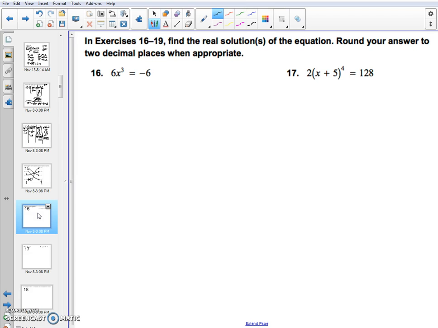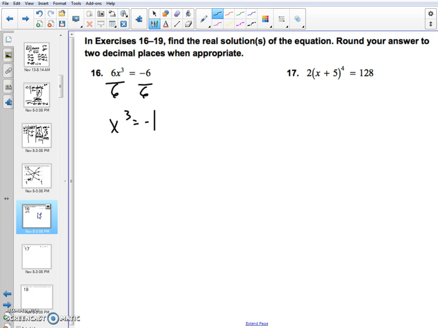Okay, so this is kind of the second thing we're looking at today. And this is just solving when you have rational exponents, so some pretty basic solving here. So just like when you're solving an equation, we want to get x by itself. So here I'm going to divide by 6.